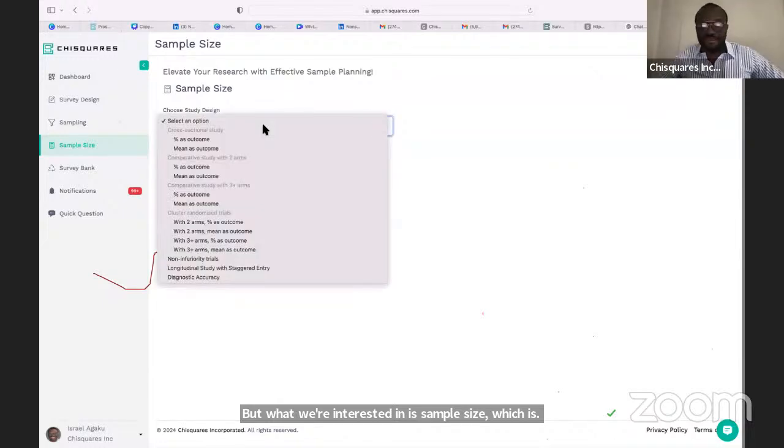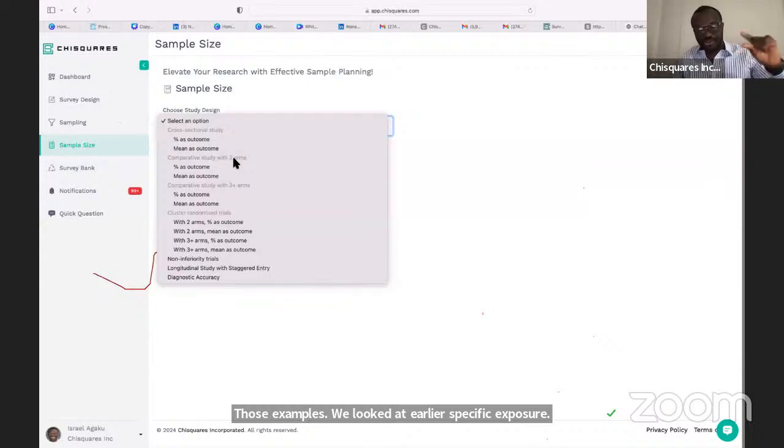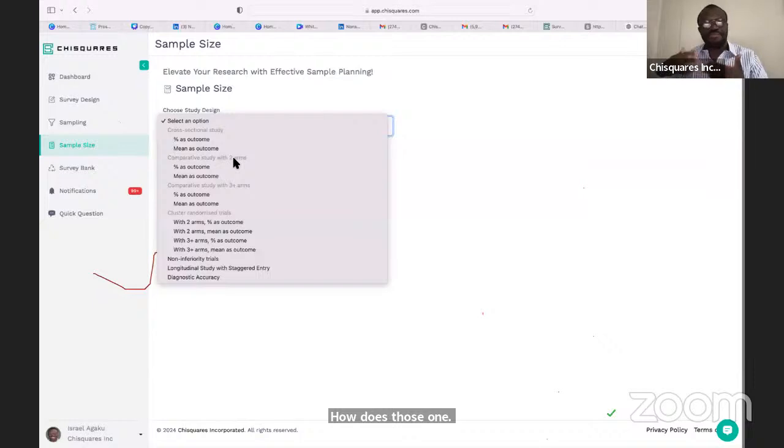Now, let's start with a confirmatory study. A confirmatory study will be a comparative study with two arms. So remember, those examples we looked at earlier, we're looking at a specific exposure. For example, we said, how does dose 1 compare with dose 2 in reducing symptoms of anxiety? So the exposure is 2 arms, the first arm is dose 1, the second arm is dose 2. Our outcome is symptoms of anxiety.